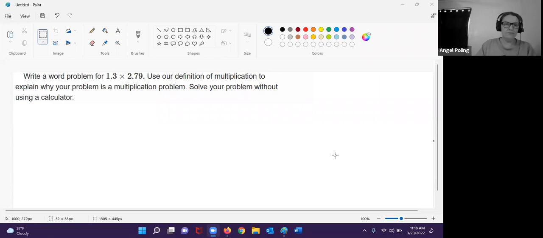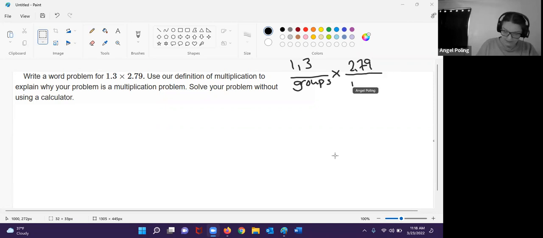Write a word problem for 1.3 times 2.79. Use our definition of multiplication to explain why your problem is a multiplication problem. Solve your problem without using a calculator. Okay, so we're going to start with the form of the definition. So we have 1.3 groups and 2.79 items per group, units per group.